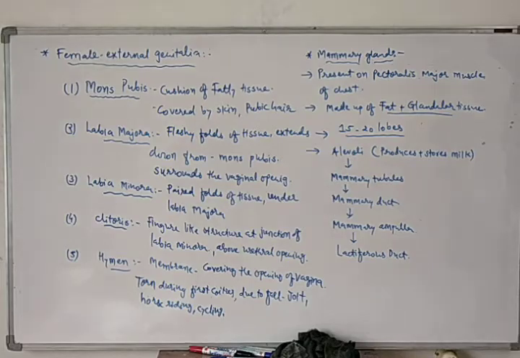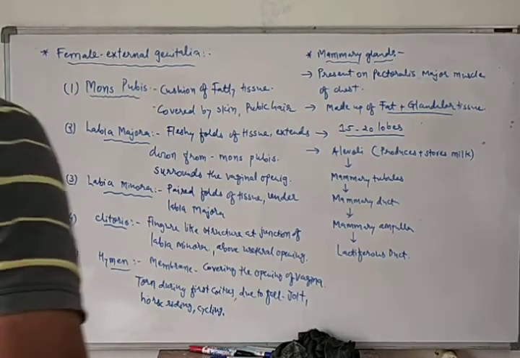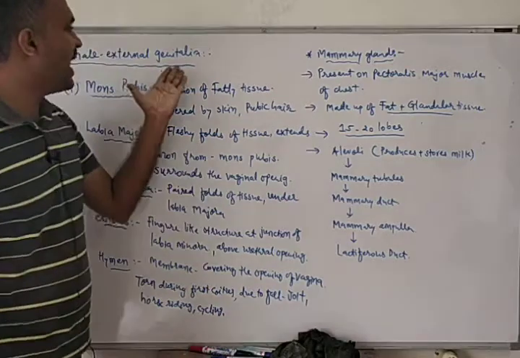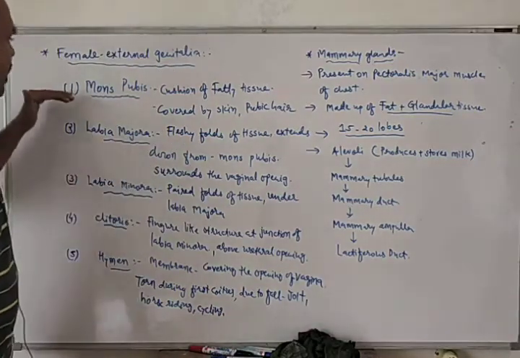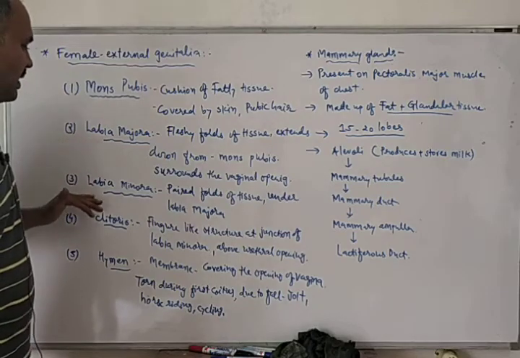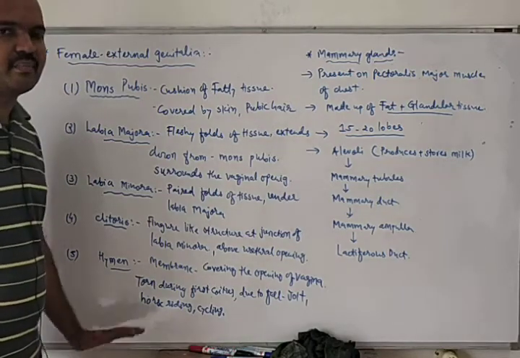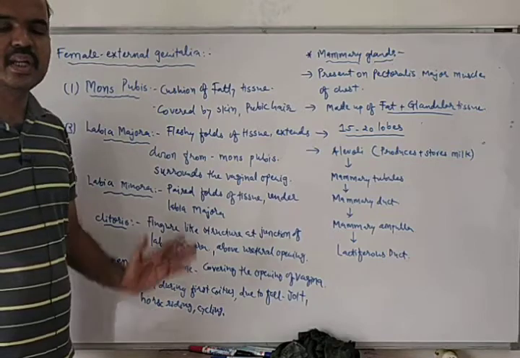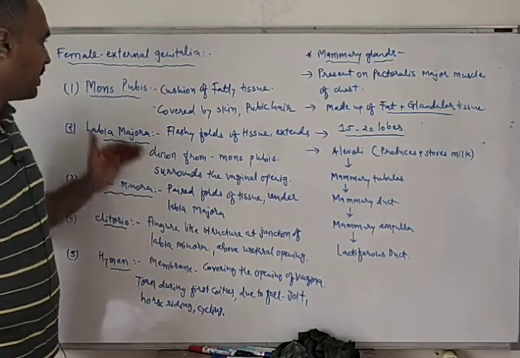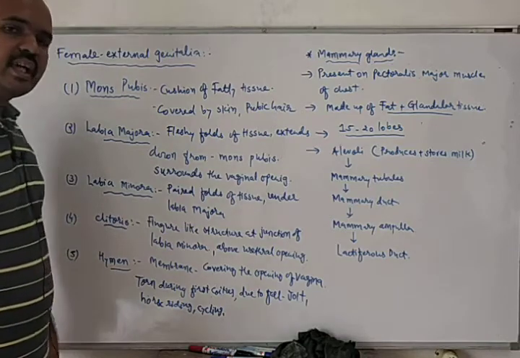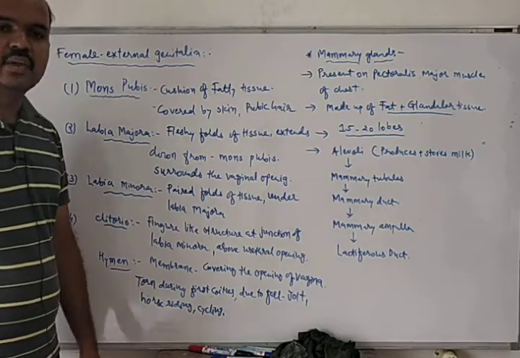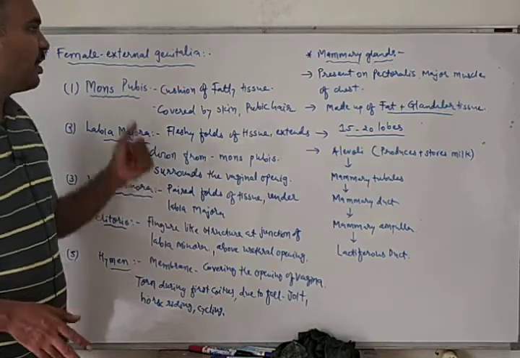spermatogenesis. So which parts are included in the external genitalia? Mons pubis, labia majora, labia minora, clitoris and hymen. These parts are included in the external genitalia of the female.